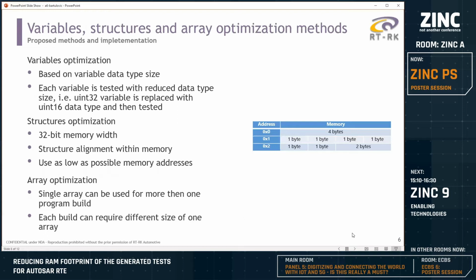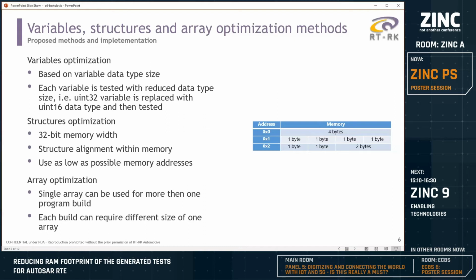Variable methods in this paper are based on variable data size, data type size reduction, so each variable data type is reduced and then tested for errors or overflows. Structure optimization: we have 32-bit memory width on the used systems. Structure variables have to be aligned within memory, so the goal is to use as low as possible memory addresses of the system.